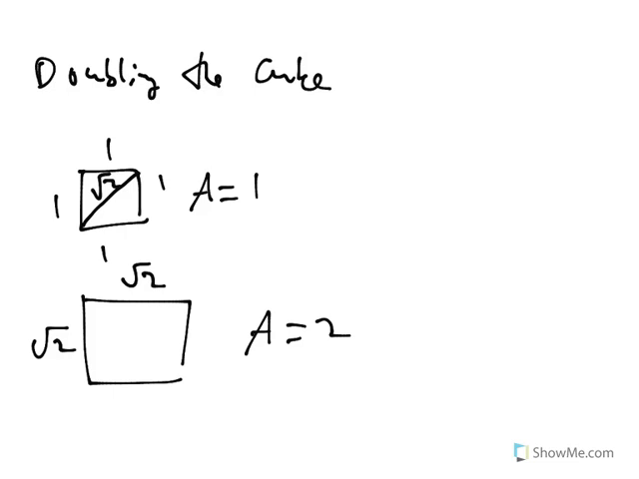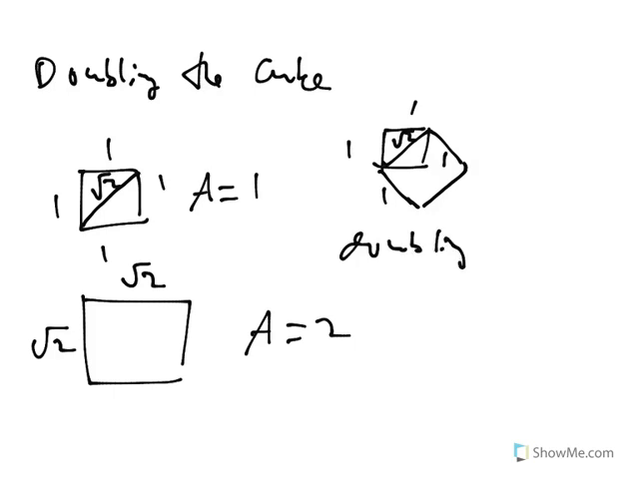When you're given a line segment, or a square, let's say, and you create a line segment like the square root of 2 so that any square on it would have double the area of the original, that's called doubling the square. Actually, you can kind of see why this doubles the square. The square is composed of 2 of these triangles, whereas the bigger square is composed of 4 of them.